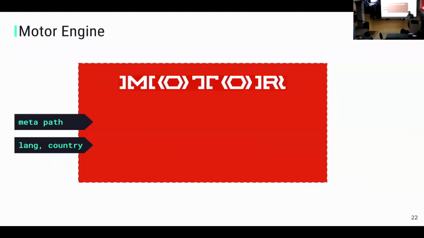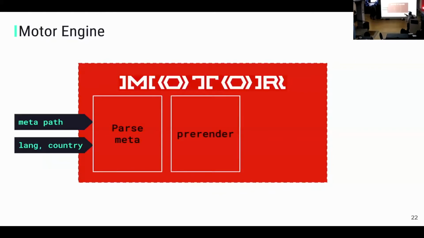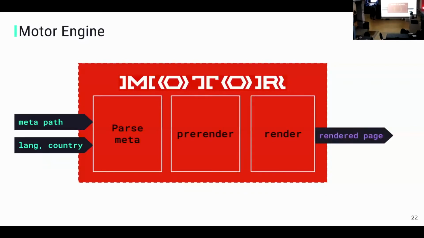And then there is the engine that's powering Motor. So the Motor engine contains 3 phases. Phase 1 is the parse. We take the meta.json and we parse it. We take the content from it and the data that we need. And then we go to the pre-render phase and then the render, and then we output a rendered HTML file. This is pretty clear, right?